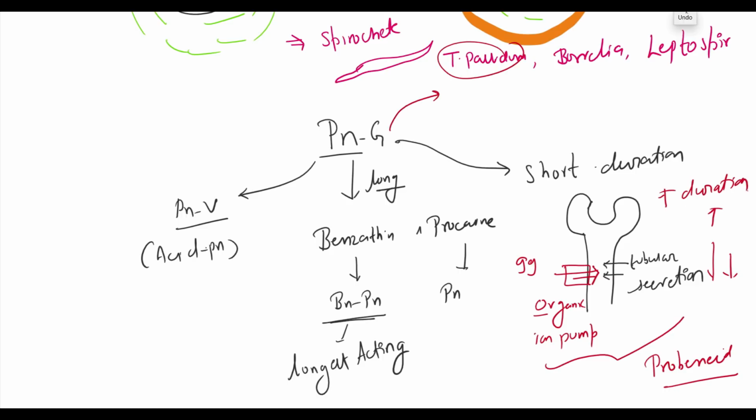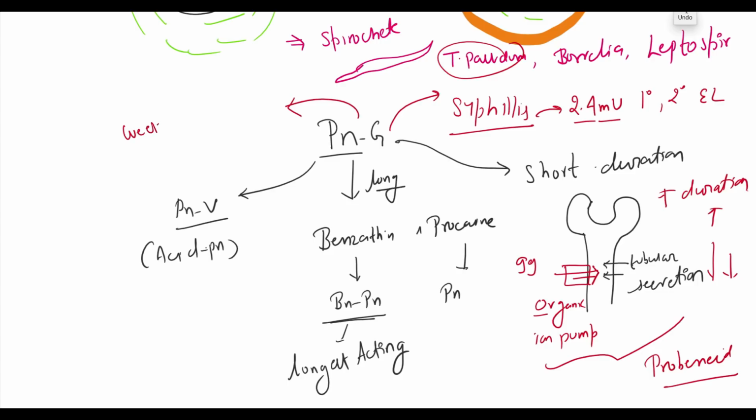Penicillin G is the drug of choice for syphilis. It is given as a single dose of 2.4 million units in case of primary, secondary and early latent syphilis, and given as a weekly dose for 3 weeks in case of late latent and tertiary syphilis. The aqueous form of penicillin G is given in case of neurosyphilis.